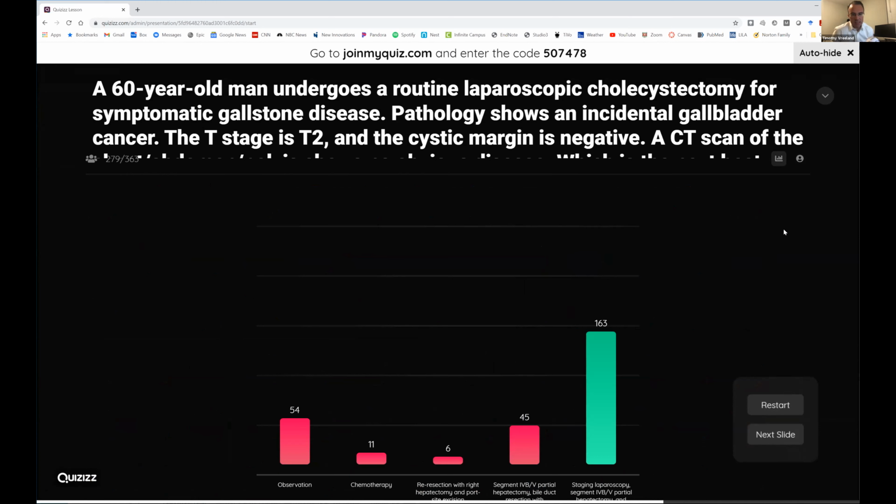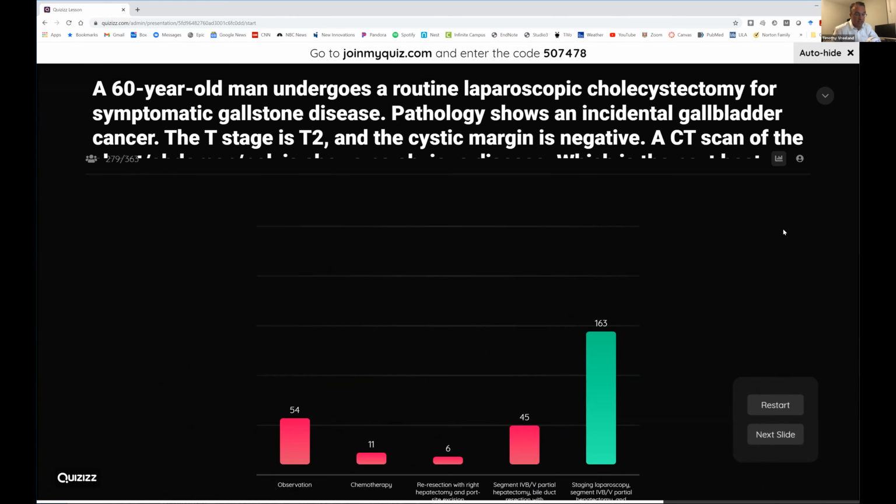Okay, so most people got this right. So the key elements here are, this is greater than a T1B. T1B and above, you need to do something more than just cholecystectomy. So it's a T2, so you know that you got to do more than just a cholecystectomy. So what are you going to do? Right hepatectomy is generally not indicated. That is kind of the old school answer. We don't do that for gallbladder cancer anymore because it's just too morbid and you don't need it.